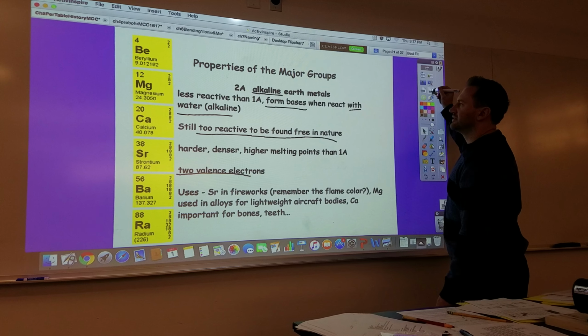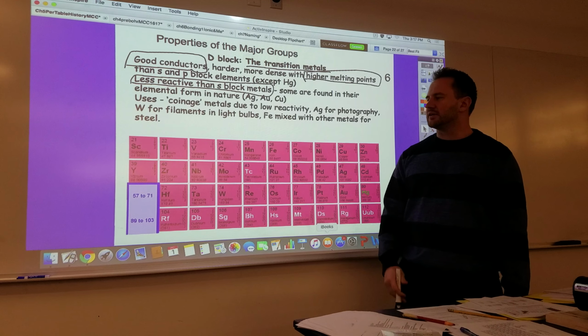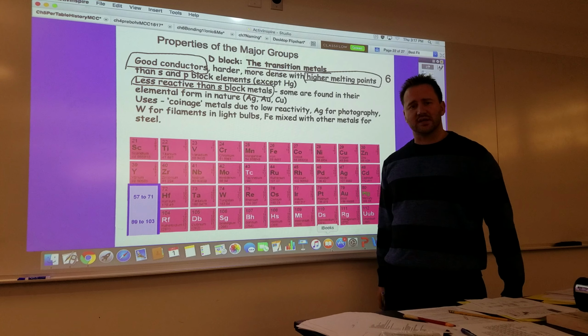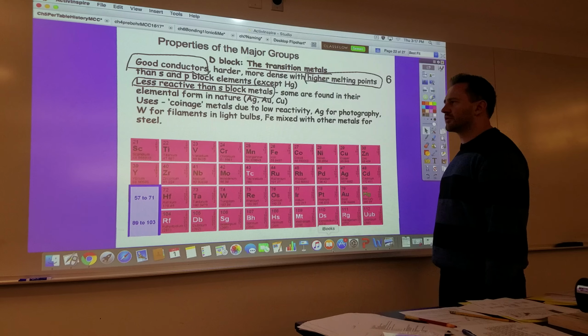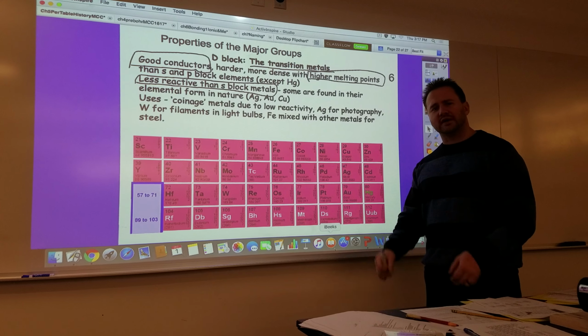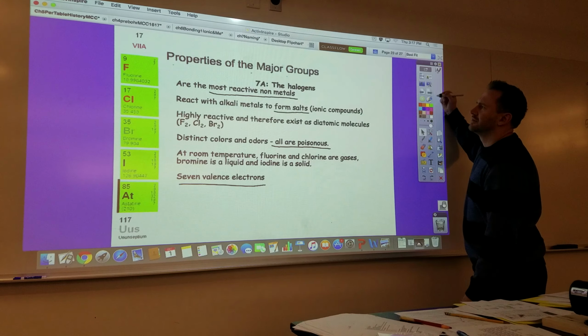Then we have the transition metals, right in the middle. These are great conductors of electricity, and they're not really reactive for the most part. That's why we use them for things that need to withstand time and weathering. Some of them are used for coins. You don't want that to break down. You don't want jewelry to. You don't want to be wearing a necklace and have it dissolve into your skin. You want stuff that's not reactive.